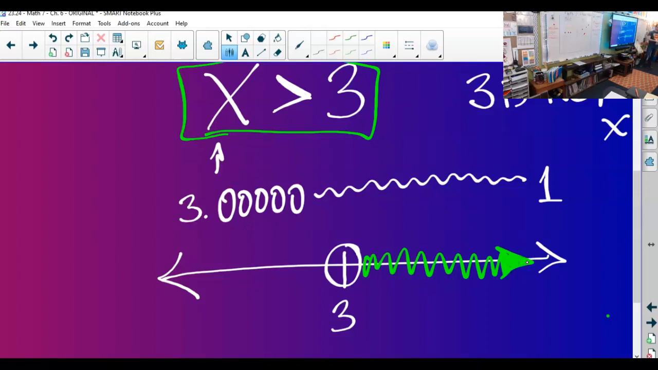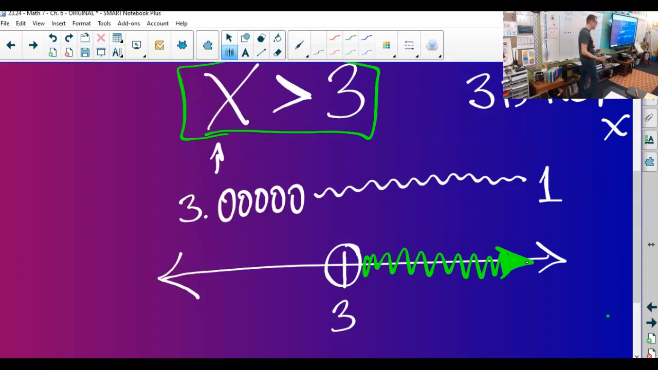x could be infinity here. Now it can't actually, because infinity is an idea, it's not a number. Count all the way up to infinity. Come tell me when you're done. What's the number before infinity? Infinity minus 1. Yeah, so it's just a concept. Because we can't count all the way up to it, it's an idea.